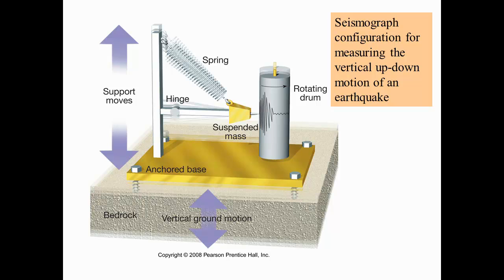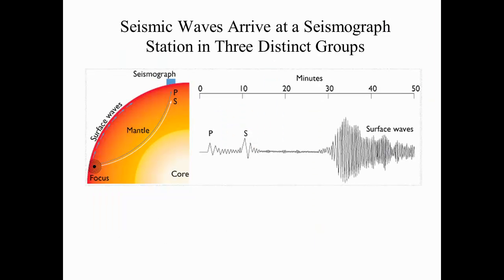Here's another configuration, a seismograph configuration for measuring the vertical up-down motion of an earthquake, where the base is again anchored to the bedrock. And now we have a vertical support with a hinge that's supporting a suspended mass.